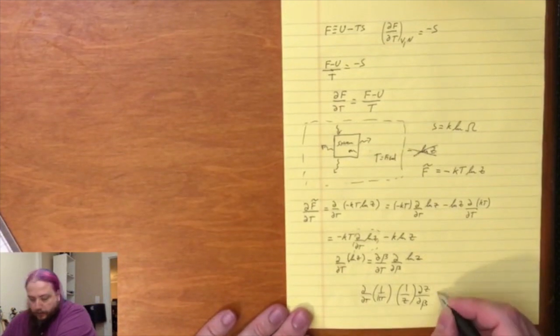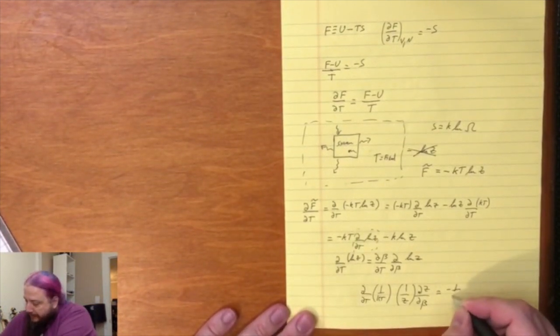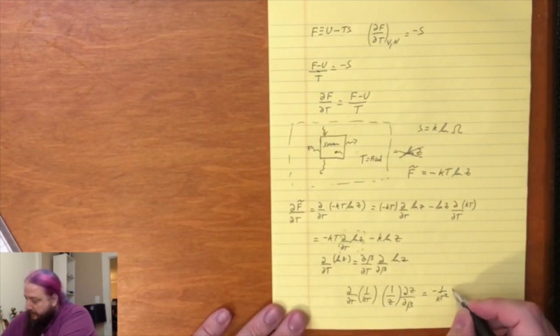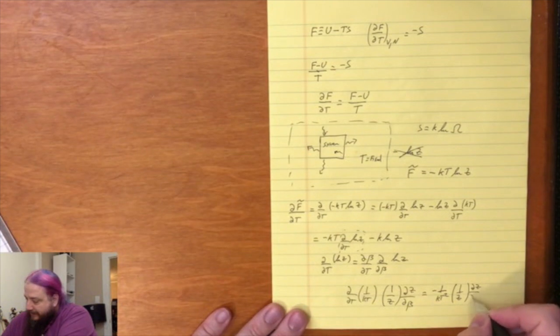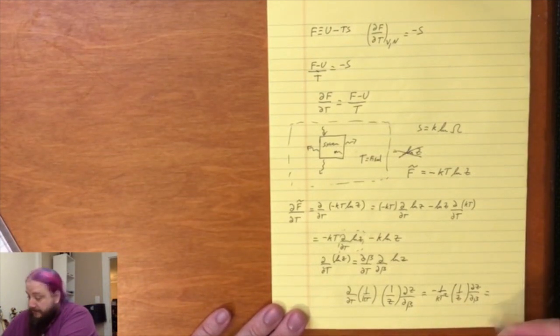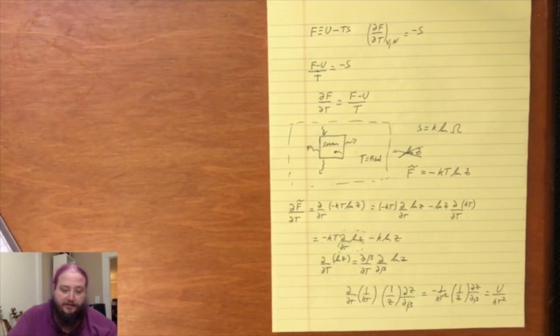And so that's going to equal, this is going to give us a minus 1 over kt squared times 1 over z dz d beta, and minus 1 over z dz d beta, that's our energy, over kt squared. So this term here turns into energy over kt squared.